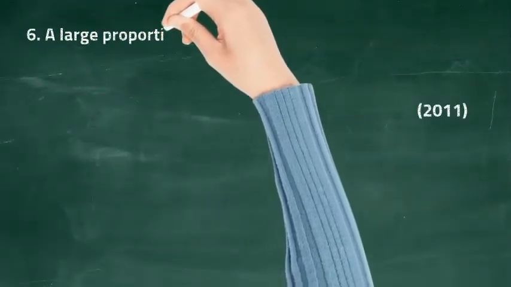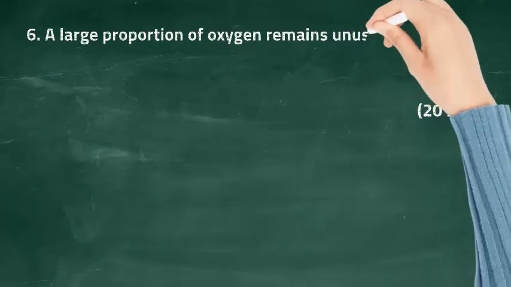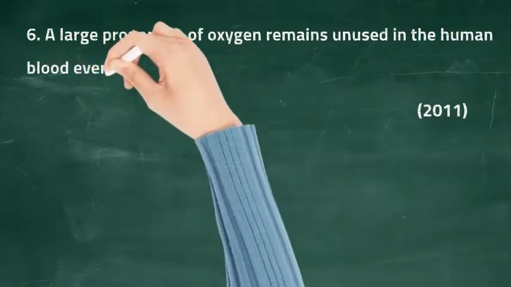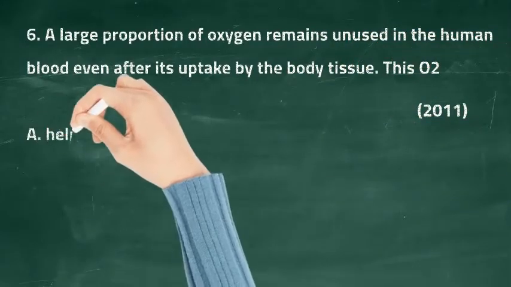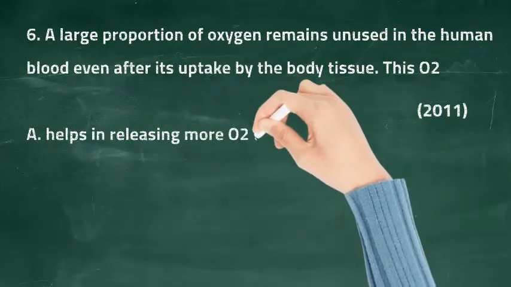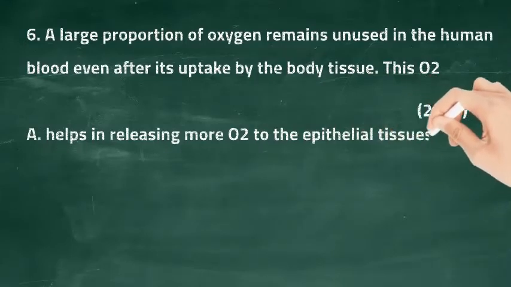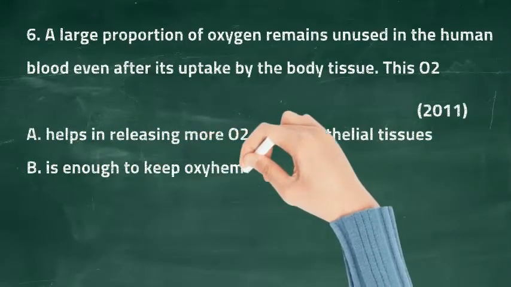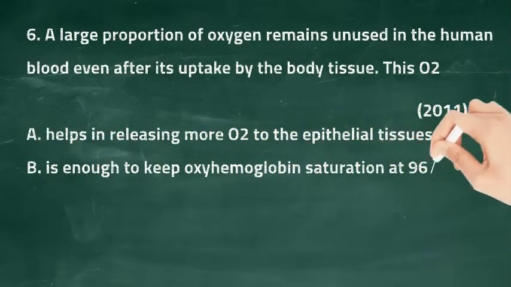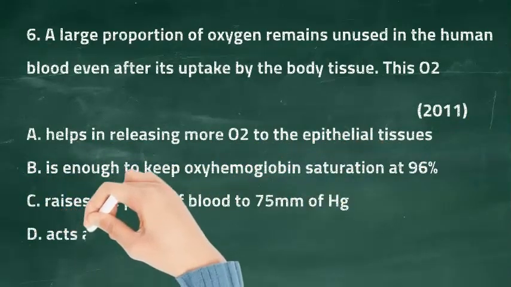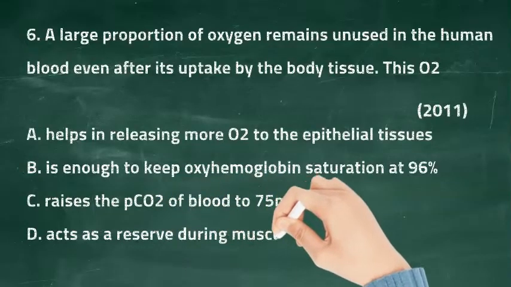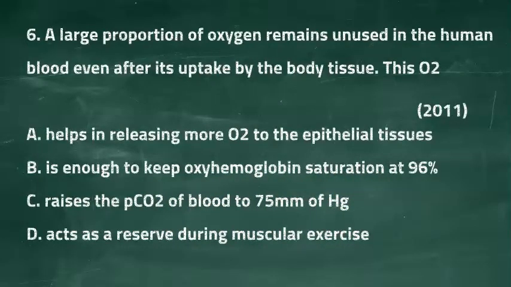Question 6. A large proportion of oxygen remains unused in the human blood even after its uptake by the body tissues. This O2: option A is helps in releasing more O2 to the epithelial tissues. Option B is enough to keep oxyhemoglobin saturation at 96%. Option C is raises the PCO2 of blood to 75 mm of Hg. And option D is acts as a reserve during muscular exercise. So the right answer is option D, acts as a reserve during muscular exercise.